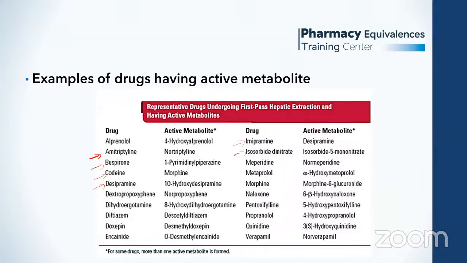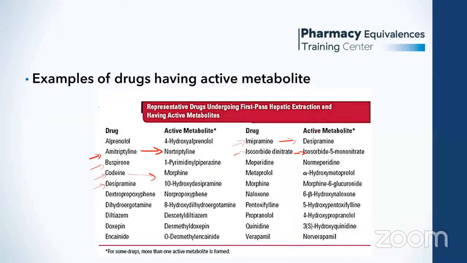No, it must not be a prodrug. Some of them are prodrugs, but some of them are also active drugs. Like amitriptyline is an active drug. Its metabolite is nortriptyline, also an active drug. Codeine is active, and morphine, the metabolite, is active also. Imipramine is active. Desipramine is active. Isosorbide dinitrate is active, and okay, isosorbide mononitrate is active.